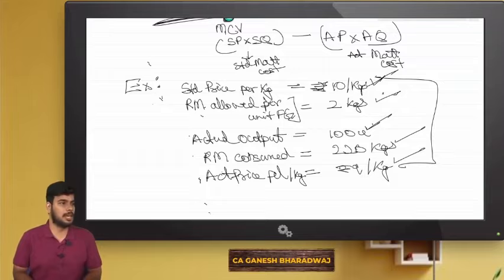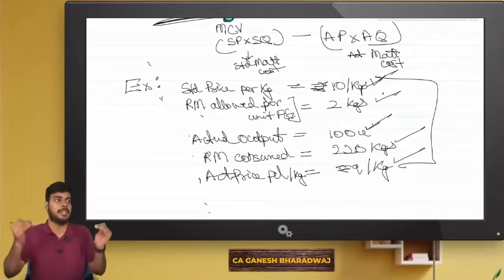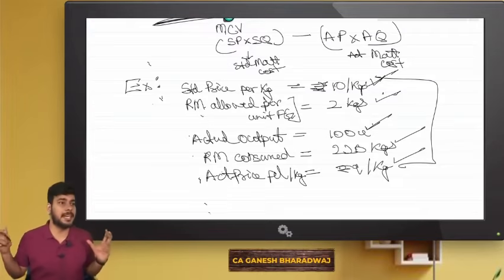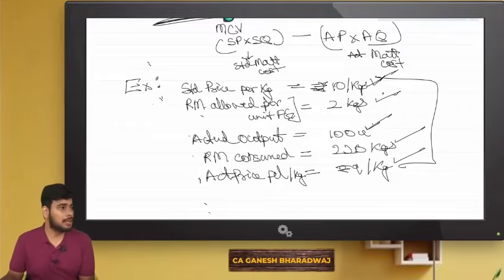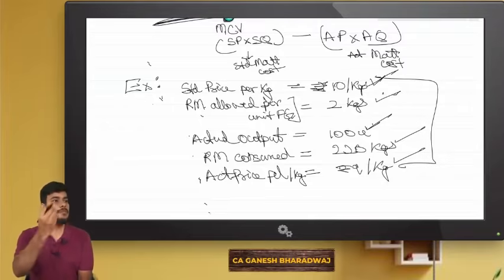Material cost. Clear? Now, can anyone tell me what is the actual raw material cost incurred in this sum? Guys, please answer. What is the actual raw material cost incurred? If you are wrong, don't worry. Have the courage to open up.